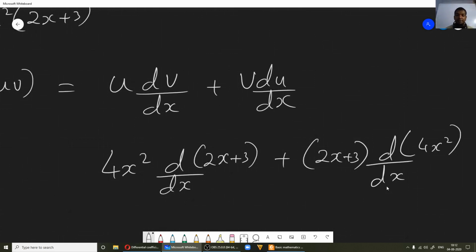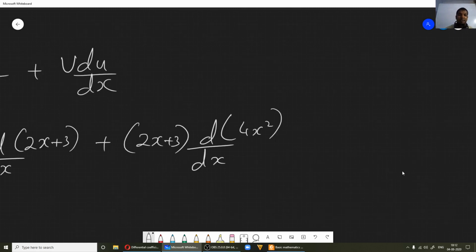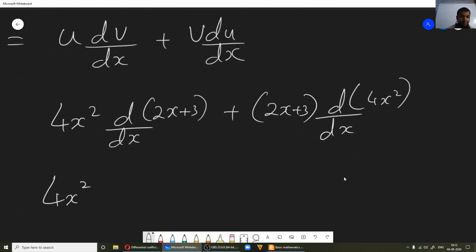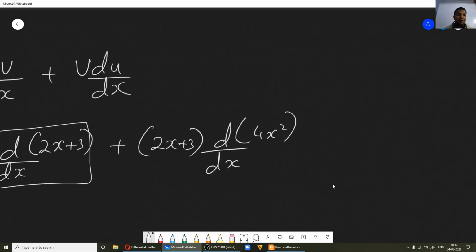Okay, fine. Now 4x square as it is, now you have to multiply it with the differentiation of 2x plus 3, right? Now the differentiation of 2x. See here, this looks like a separate problem to you, I know. Now if you practice a little bit, you'll pick up the speed. So differentiation of 2x, right?